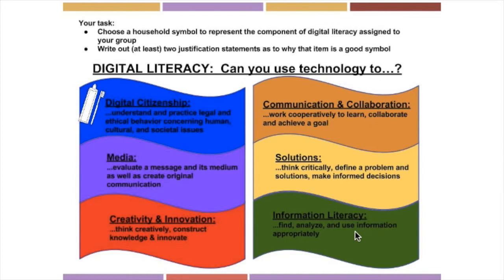And within your group, you need to decide what household item, very simple household item, you can use to represent your particular fluency. And then write out a justification statement or 2 as to why that's a good symbol. After you've had a few minutes to decide in your group what symbol and why, you will share out as a whole class so that we can see what symbols you have for each of the other areas of digital literacy.